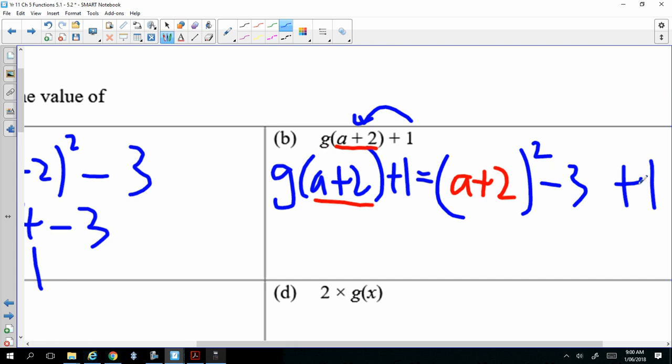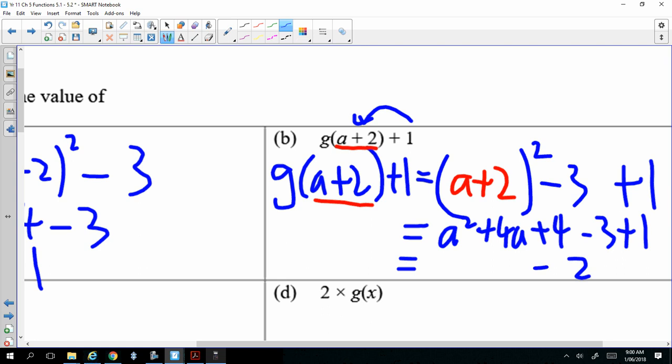And then what you're going to do is to expand this: a squared plus 4a plus 4 minus 3 plus 1. Collecting like terms, you will get a squared plus 4a plus 2. So be very careful. What's outside doesn't get substituted. What's inside gets substituted. Okay.